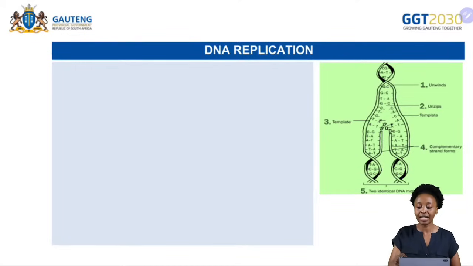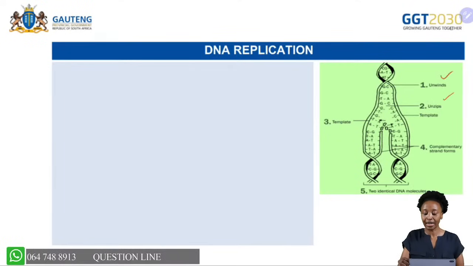So what do you see here? This diagram, this is what we find in our Mind the Gap. So when you study, it is important that you make use of diagrams such as this, where only keywords are given to you. You can see that there's unwind, unzips, there's template, and then there's complementary strand, and then there's two DNA molecules.